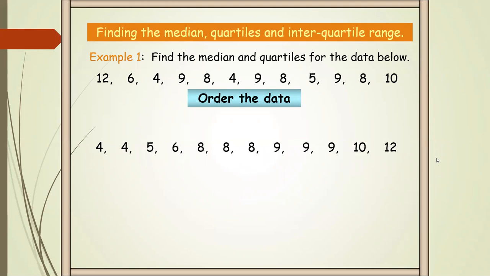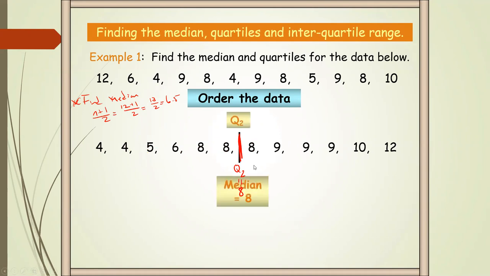Okay, so the first thing you have to do is find Q2. So you're going to have to find the median. I use what's called the n plus 1 divided by 2 position. So this is 12 plus 1 divided by 2, which gets me 13 divided by 2, which tells me the median occurs in position 6.5. So here's position 1, 2, 3, 4, 5. Here's position 6. Here's position 7. That tells me the median is going to occur right here. Okay, so what is the average of 8 and 8? Well, it's 8. So the median is 8 here. So this is also Q2.